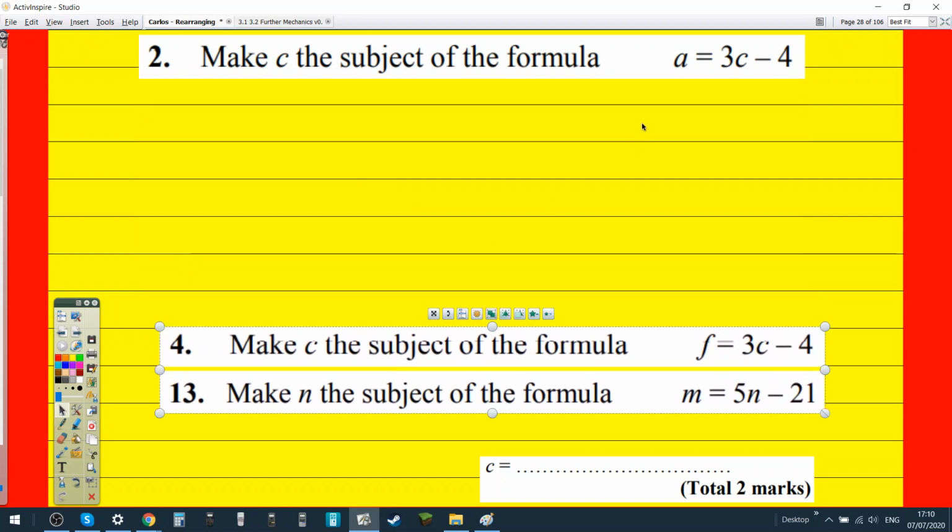Let's just try these, and I'll start with the first one. We want to make C the subject. So what if I wrote this as 3C minus 4 is equal to A, and you want to make it C equals. So C on one side by itself. How would you do that?